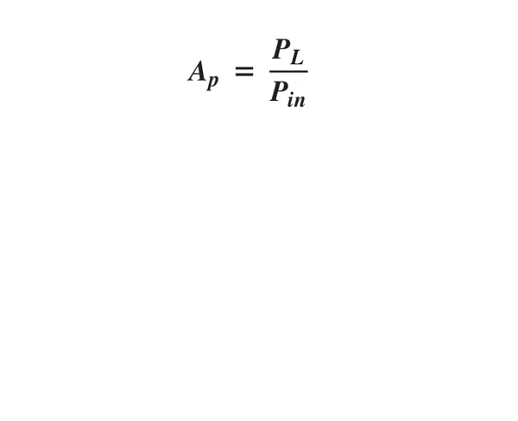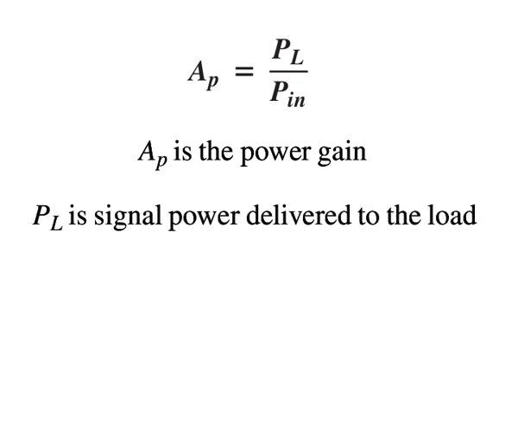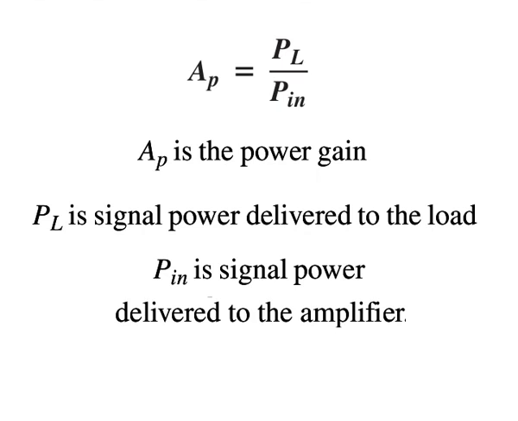Power gain. AP is equal to PL over Pin, where AP is the power gain, PL is signal power delivered to the load, and Pin is signal power delivered to the amplifier. The power gain can be computed by any of several formulas depending on what is known. Frequently, the easiest way to obtain power gain is from input resistance, load resistance, and voltage gain.